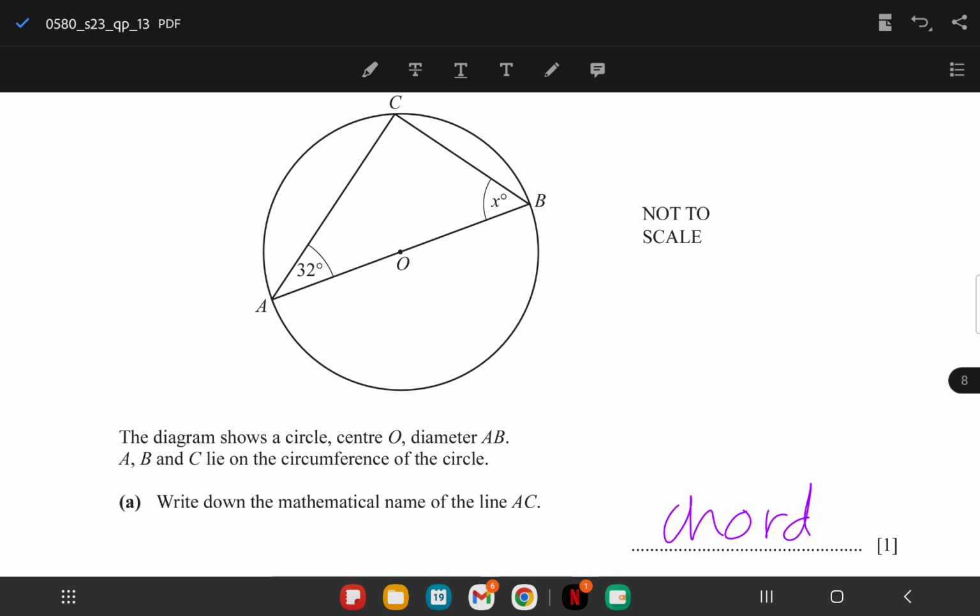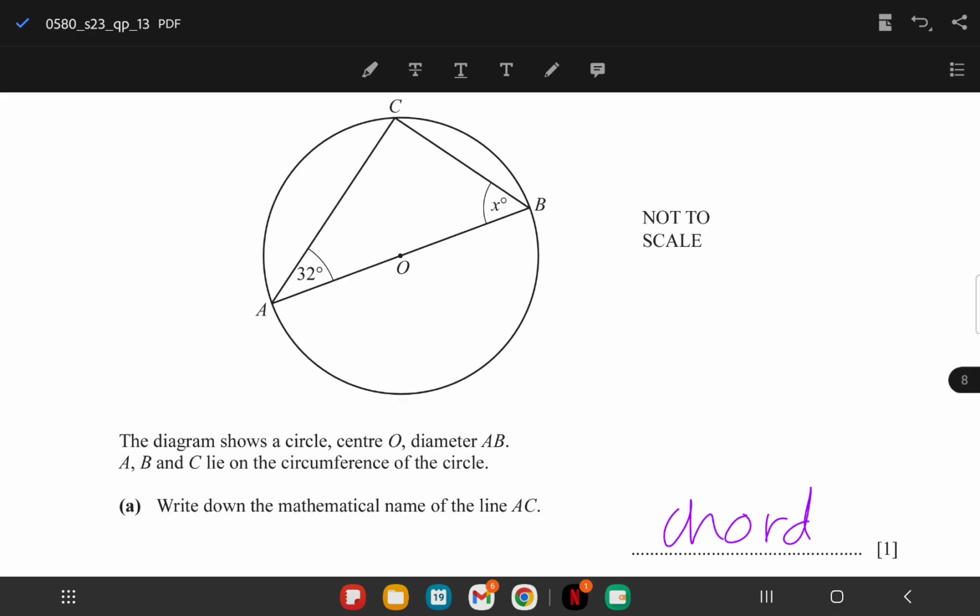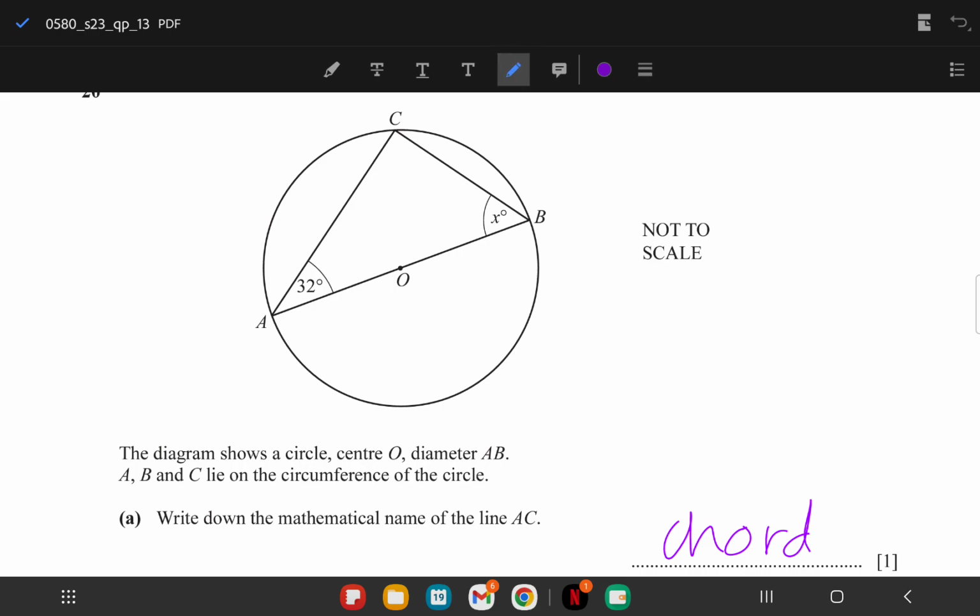Okay, so what we have here are angles in a semicircle. If we look at our circle theorems, we know that any angle created by the diameter, which is our line AB, and touches 2 points on the circumference will meet at 90 degrees. So that point C there is 90 degrees.